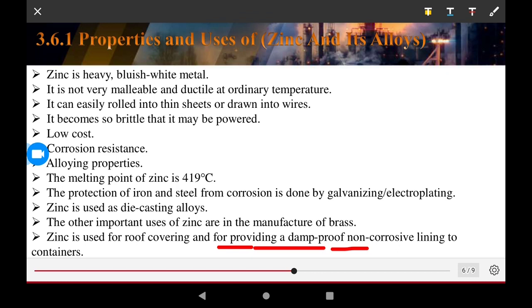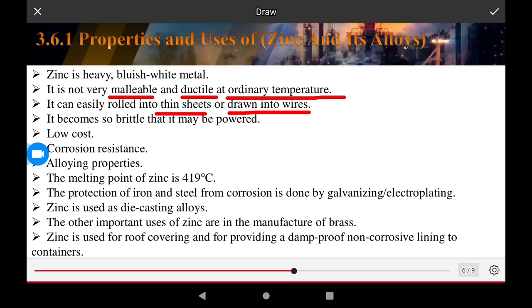Properties and uses of zinc and its alloys. Zinc is a heavy, bluish white metal. It is not very malleable and ductile at ordinary temperature. It can be easily rolled into thin sheets and drawn into wire. It becomes so brittle that it may be powdered. It has low cost and corrosion resistance. The melting point of zinc is 419 degrees Celsius.